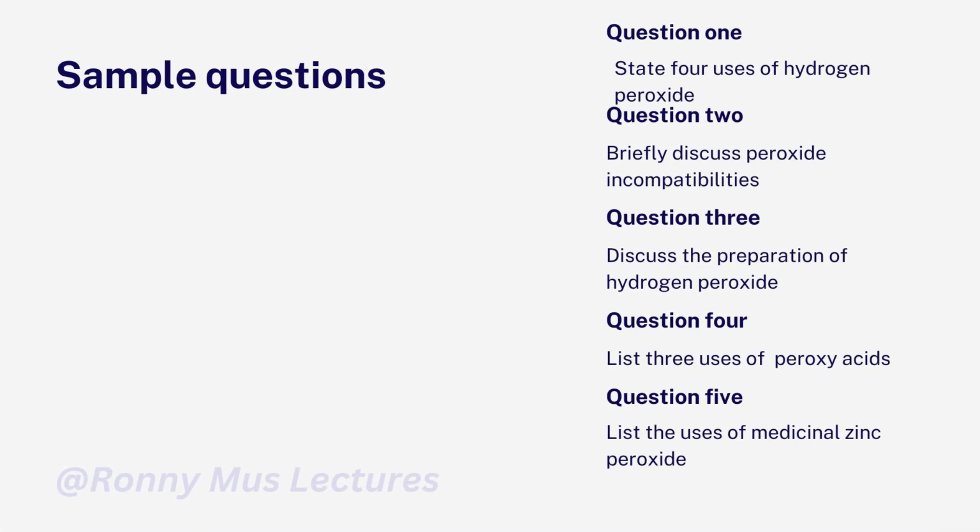We have sample questions. Question number 1. State 4 uses of hydrogen peroxide. Question number 2. Briefly discuss peroxide incompatibilities. Question number 3. Discuss the preparation of hydrogen peroxide. Then question number 4. List 3 uses of peroxy acids. And then question number 5. List the uses of medicinal zinc peroxide.